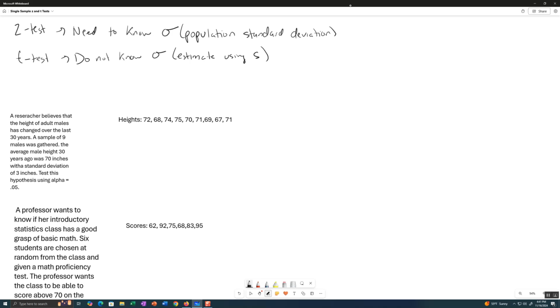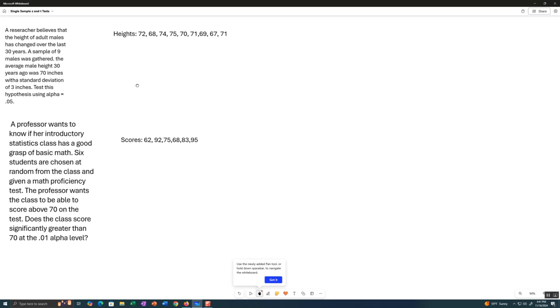So let's walk through the difference between these two problems here. So in this first problem, a researcher believes that the height of adult males has changed over the last 30 years. A sample of 9 males was gathered. The average male height 30 years ago was 70 inches with a standard deviation of 3 inches.